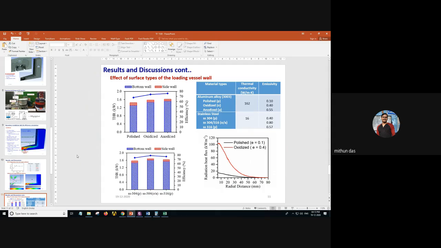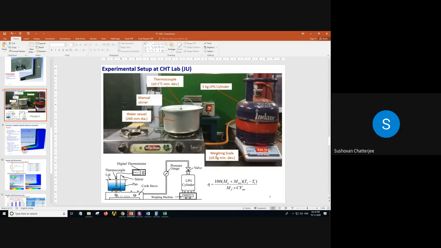I also recently worked on this; we tried to modify it, filed different patents, and also improved the cook stove design. Besides surface coating, you could do some surface heat treatment the other way. That way also you could improve the efficiency.